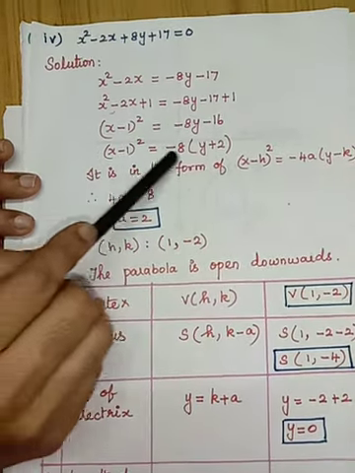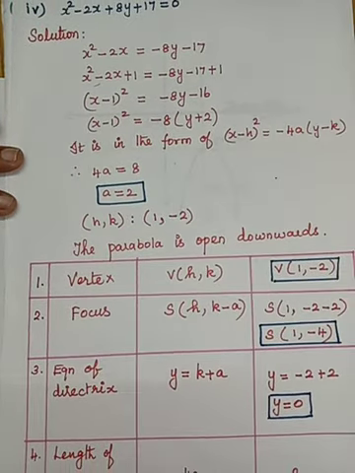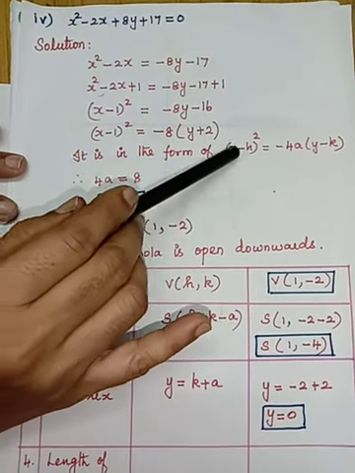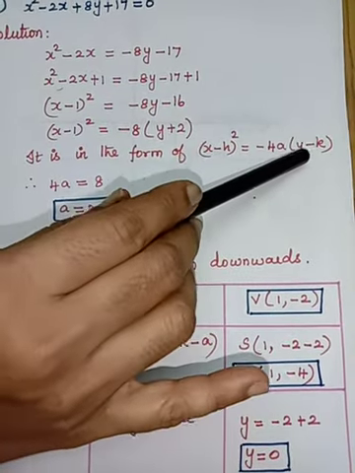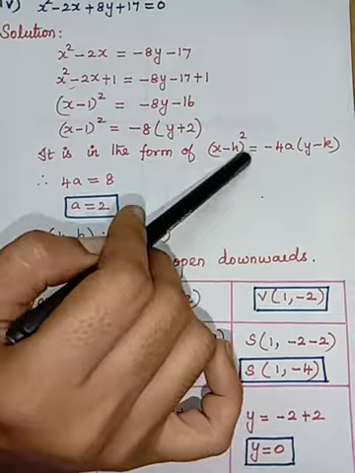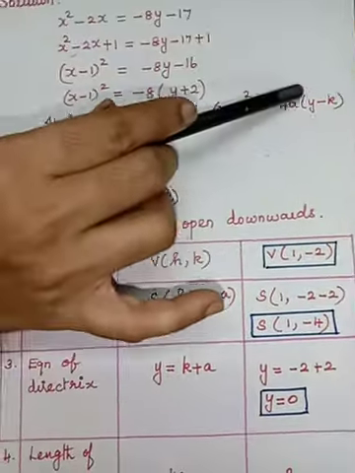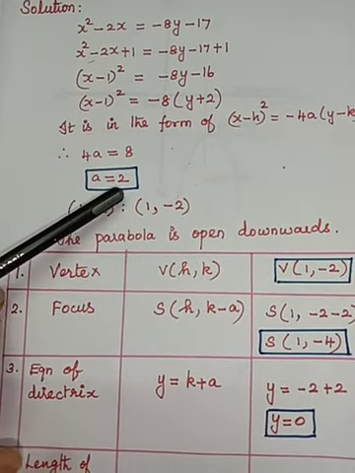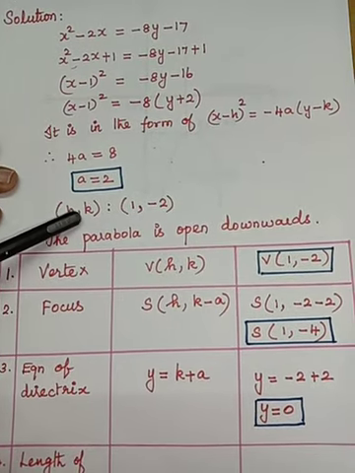Okay, so see that after getting this form, you just compare with the equation of the parabola. So how will it be? It is in the form of (x minus h) the whole squared is equal to minus 4a into (y minus k). Okay, so this is the equation of the parabola whose vertex is h comma k. So when you compare these two, in the place of 4a, what do you have? 8. So 4a is equal to 8, a is equal to 2.